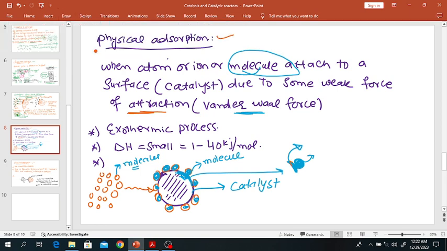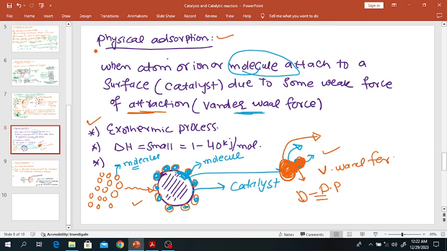So here, this is the solid surface of the adsorbent. This is the adsorbent, and this is a molecule, and there is a weak force of attraction between this molecule and the solid surface. Weak force of attraction, like dipole to dipole force, or some induced dipole to permanent dipole force. So if there is a weak van der Waals force of attraction between this catalyst and this molecule, then such type of adsorption is called physical adsorption.